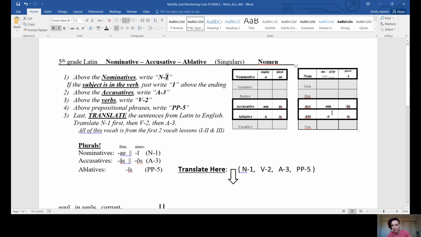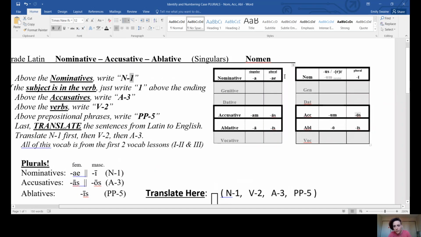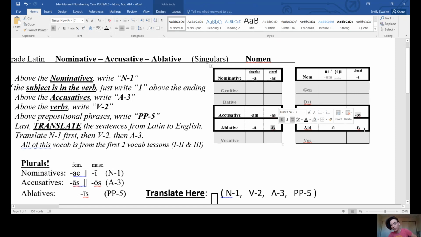So if we look over here real closely at our declension charts, okay, we had the singular endings, but now we're adding i if it's plural and nominative, and os if it's accusative plural. And then is is our ablative plural in both declensions, okay? So this is feminine, ae, as, and is. And then this is masculine. We did have us and um, and we had o. Okay, so this is what we had already. Now we're adding our plurals, okay?